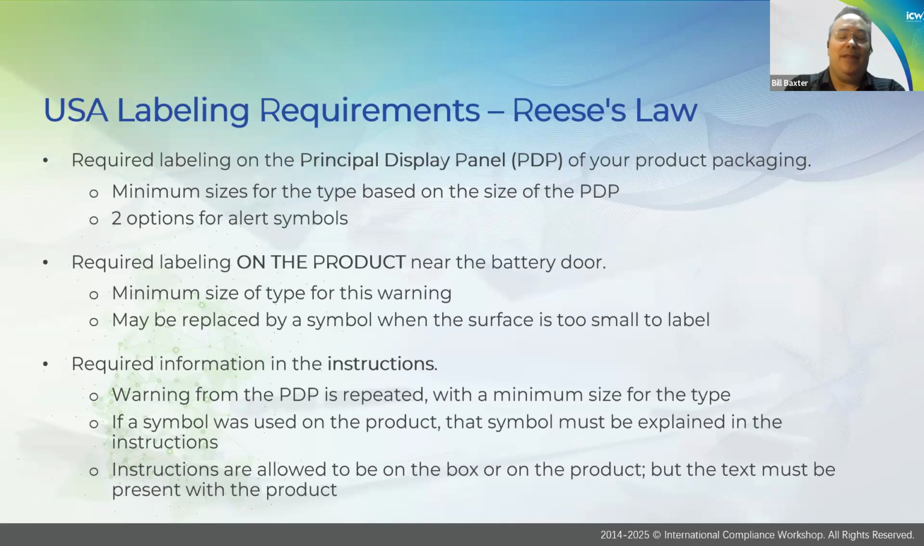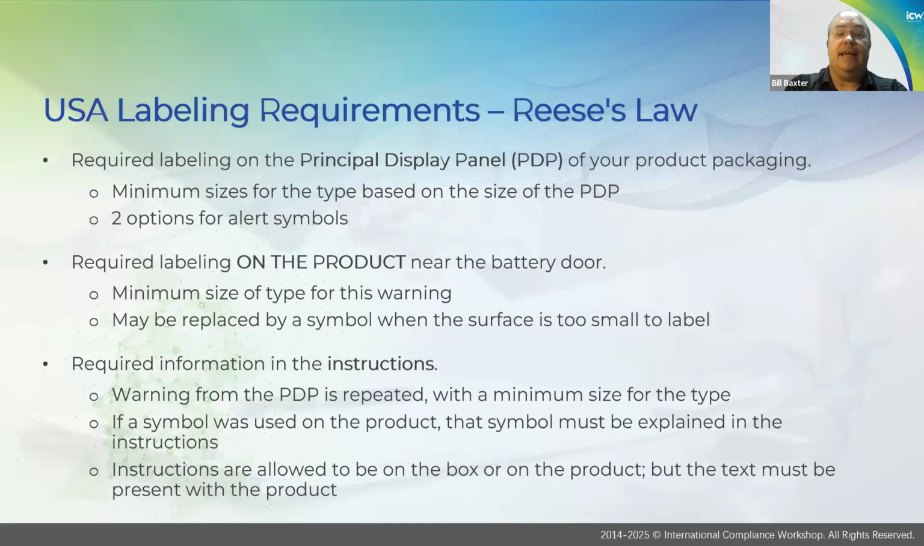Okay, so the labeling requirements, I mentioned them briefly, but there's three major points. And the first one is that there is a very large, very ugly label required on the front of your box. So it's the principal display panel, which is an idea we have in the US that isn't around the world. And that means that the side of your product that is most likely to be displayed to consumers is the principal display panel.